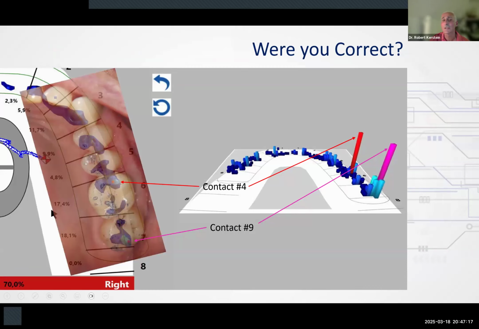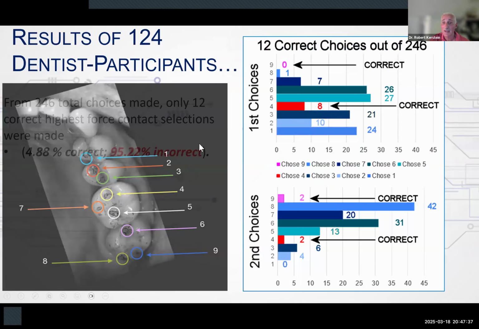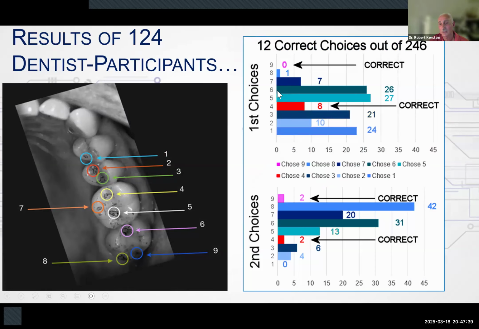And my guess is you weren't correct. And the reason I would say that is because these dentists who had 250 choices to make only chose 12 correct contacts out of 250. 95% of the dentists' choices were wrong. So the question is, what misled them, right? What misled them was, if you look at the first set of choices, they chose 6 and 5 the most. 6 is a dark mark, big mark. 5 is a dark, big mark, right? Not correct. Not correct at all.